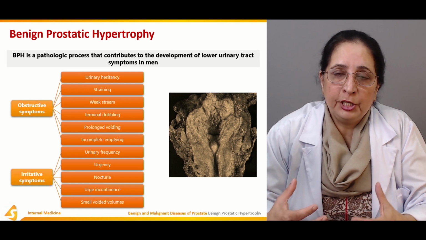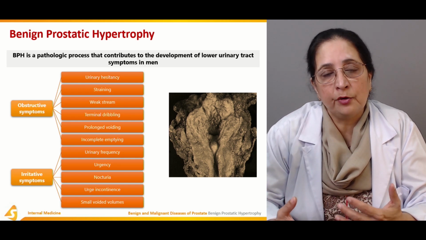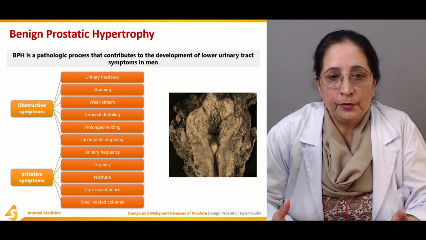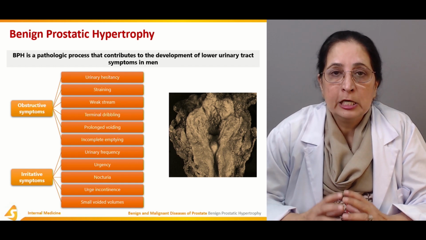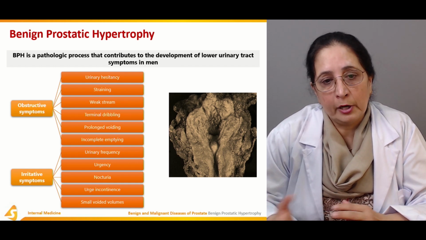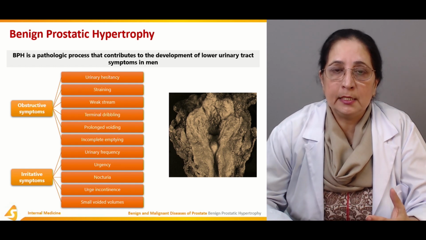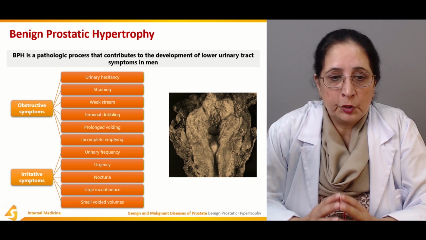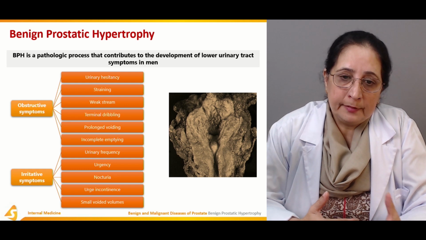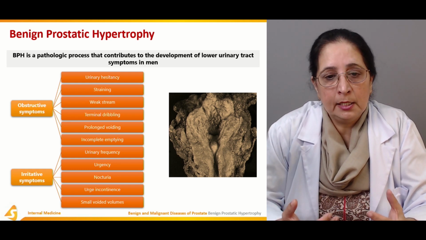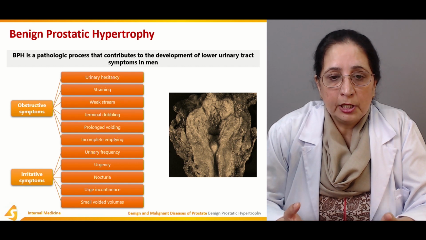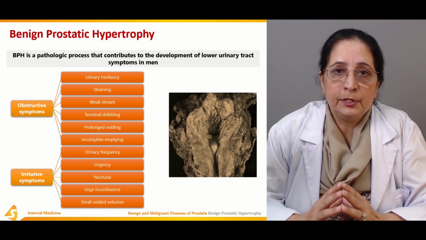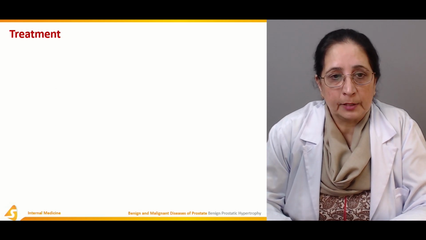The obstructive symptoms are urinary hesitancy. The male patient hesitates to start the urination. There is straining, there is difficulty in starting the urination. They have a weak stream, terminal dribbling, prolonged voiding, incomplete emptying. So all these are different features associated with the benign prostate hypertrophy. Then we have irritative symptoms, which are the urgency, nocturia, urge incontinence, and small voided volumes. These are the symptoms associated with BPH.